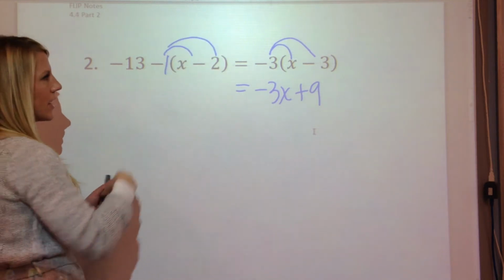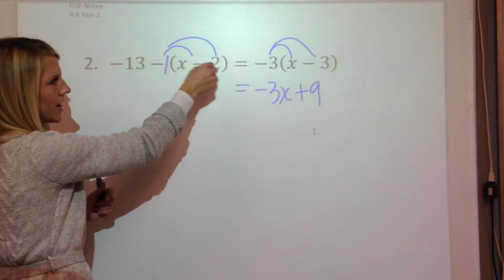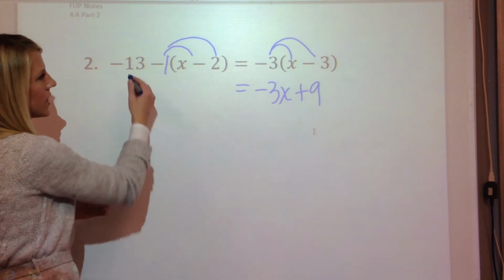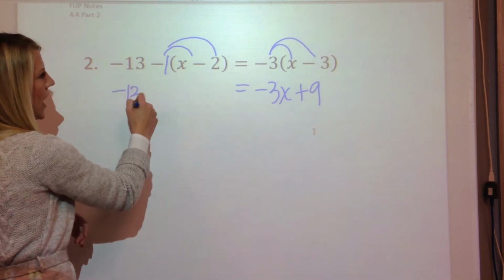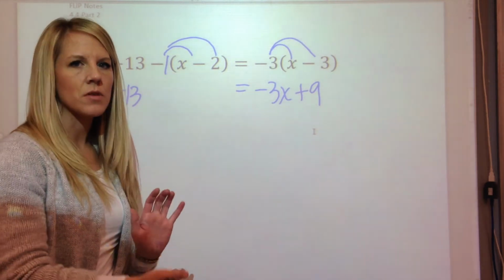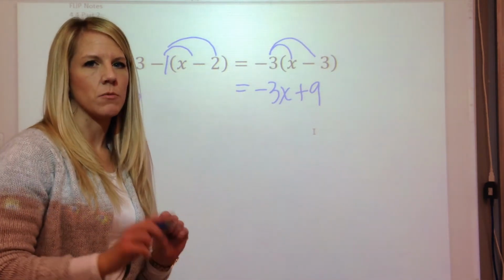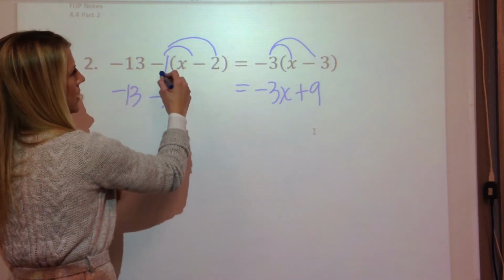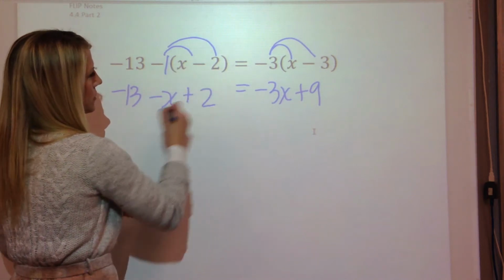It's the exact same idea as saying, hey, I'm subtracting x and I'm subtracting a negative 2, because you're subtracting everything that is in here. This negative 13 is just hanging out for the time being. I cannot do negative 13 minus 1 because that would break order of operations. I must multiply first before I add or subtract. Remember PEMDAS. So negative 1 times x is negative x. Negative 1 times negative 2 is a positive 2.